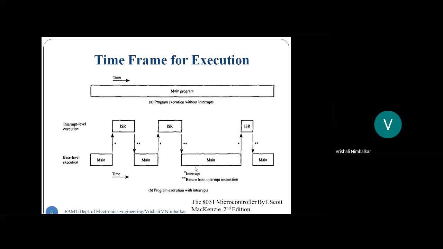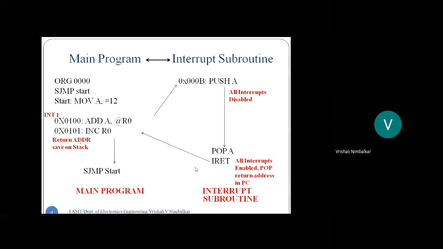Right? Figure B. One more point to understand in this is, whenever the interrupt subroutine is being executed, all the interrupts are disabled automatically. Correct? It means until the interrupt program gets executed, further new interrupts will not be accepted by the microcontroller. Why? Because automatically all the interrupts are disabled on execution of the ISR.